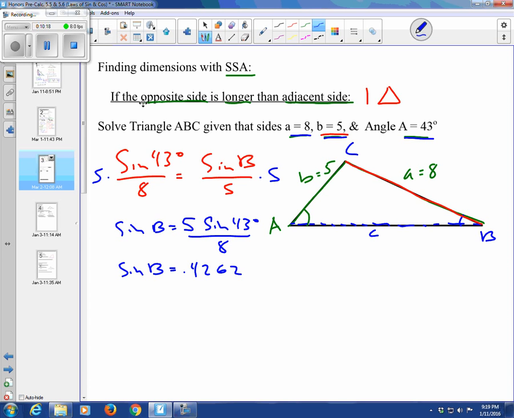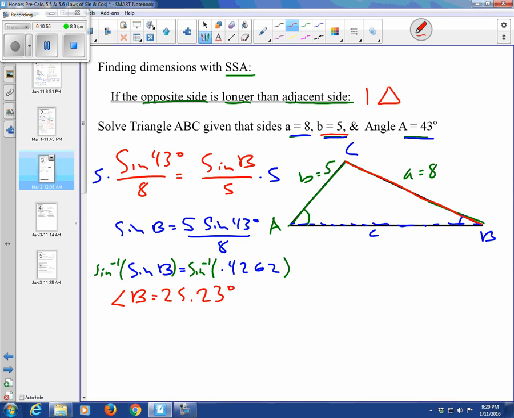And right here, this gives us sine of B as 0.4262. Now at this point, we can apply inverse sine to both sides and solve for our angle B. So on this side, the inverse sines will cancel. And on this side, the inverse sine will give us the angle that gives us the ratio of 0.4262. So right here, that gives us angle B as being 25.23 degrees.